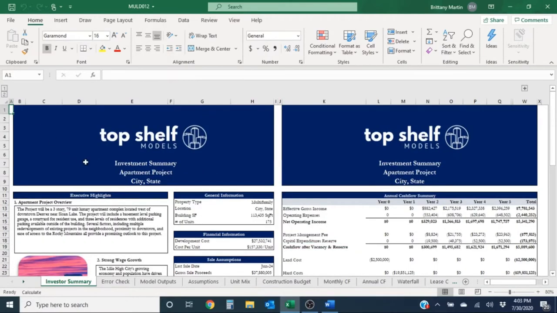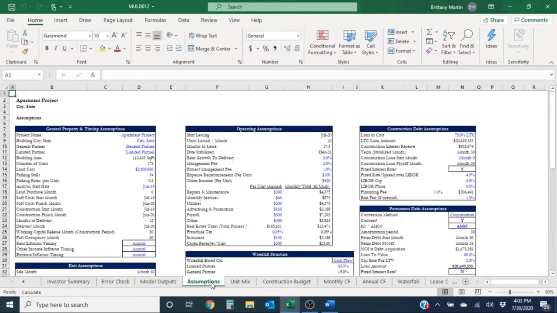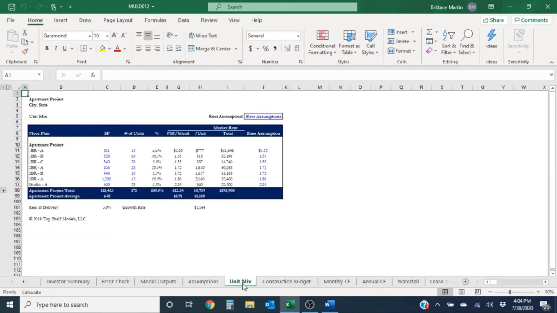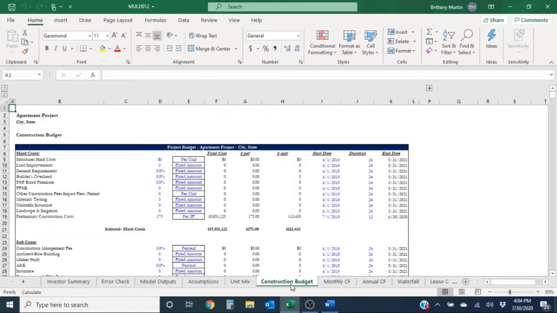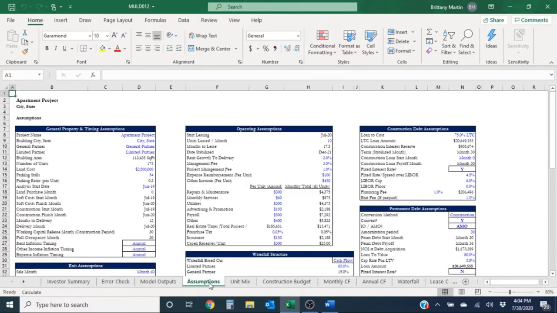So let's keep going further into the model, and I'll keep explaining along the way what some of these differences are and why the cash flow after vacancy and reserves is important. So I'll go ahead and move over to the assumptions tab. Ultimately, this is where we enter most of our assumptions for the project. This is where the main inputs are, outside of our unit mix and outside of our construction budget.